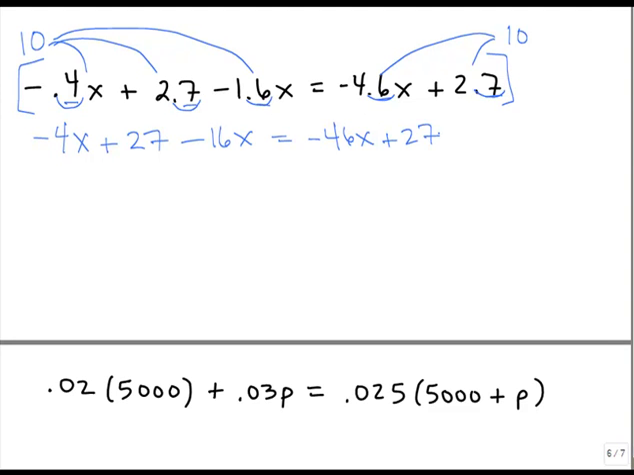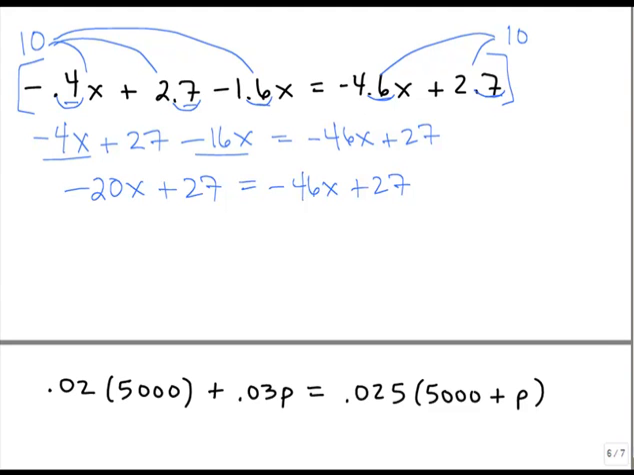So the nice thing about this technique is it clears out those decimals completely, and now you don't have to worry about them anymore. On the left side, we do have some like terms. So a negative 4x and a negative 16x, they're both negative, so we're really adding, and that gives me negative 20x plus 27 equals negative 46x plus 27. It's all cleaned up, but I do have x's on both sides.